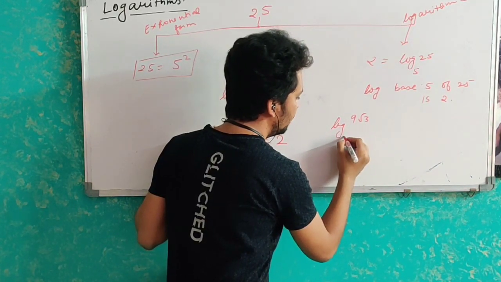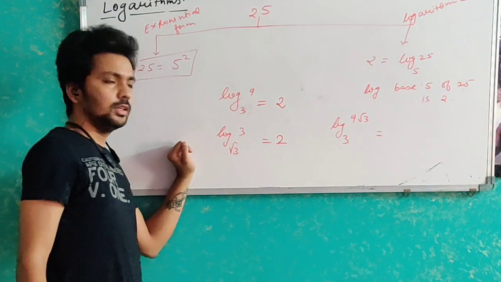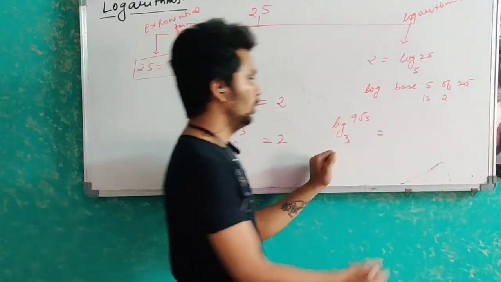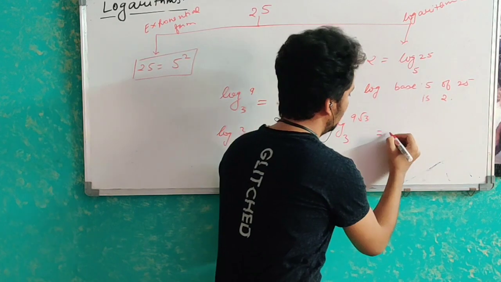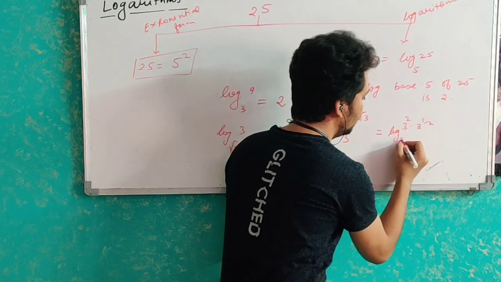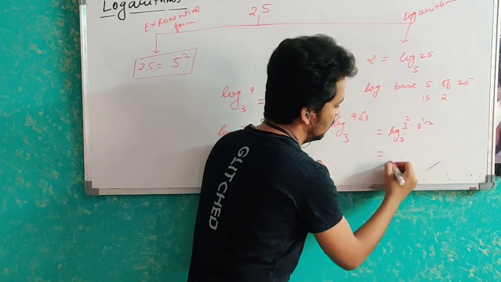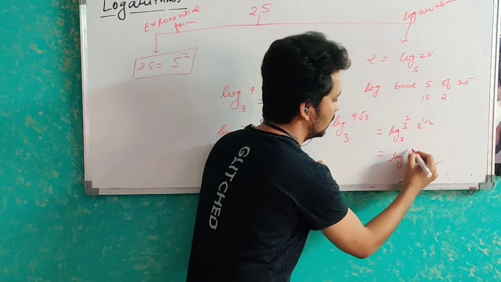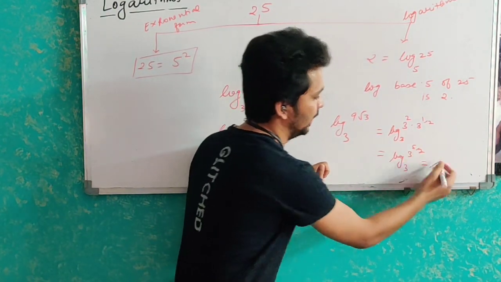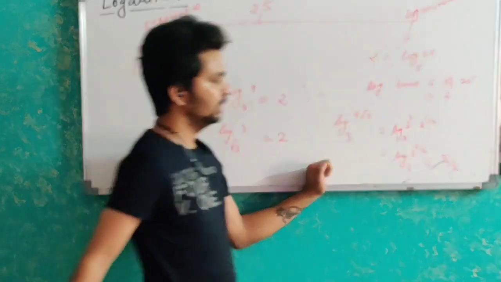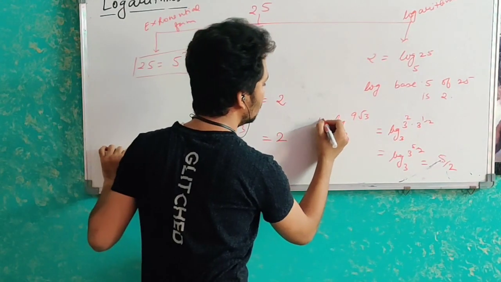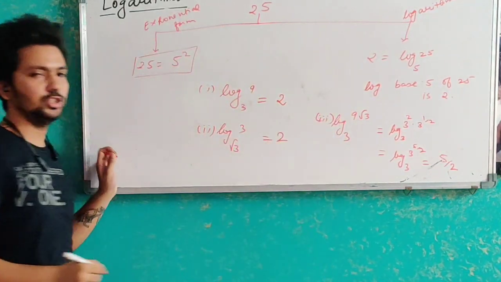Again, log of 9 root 3 with base 3. What is the answer? What power of 3 will give me 9 root 3? I will write it like this: log of 3 squared times 3 raised to 1 by 2, base 3. I can write this as log of 3 raised to 5 by 2, base 3. So the answer will be 5 by 2. These are some examples explaining log.